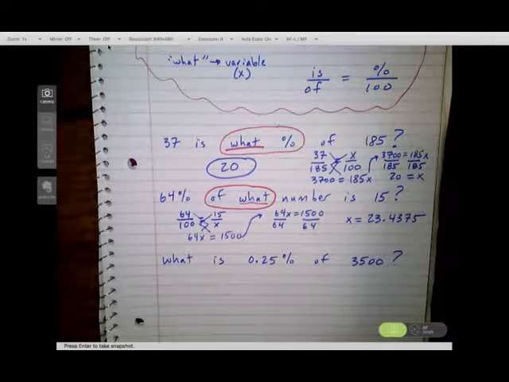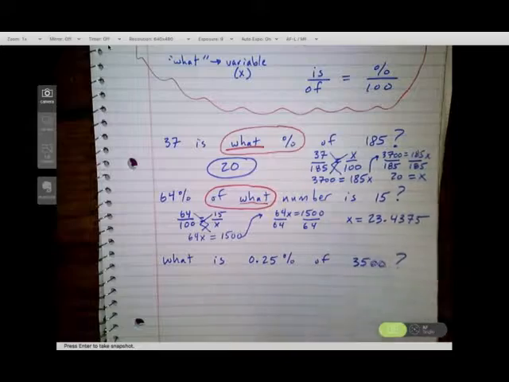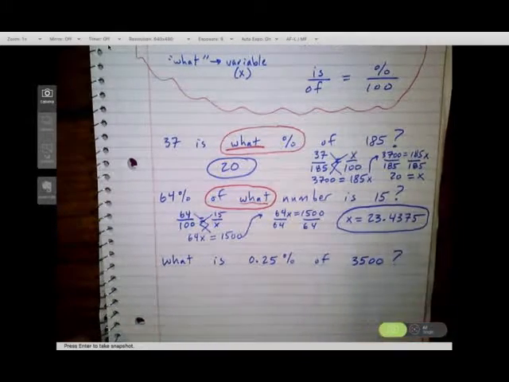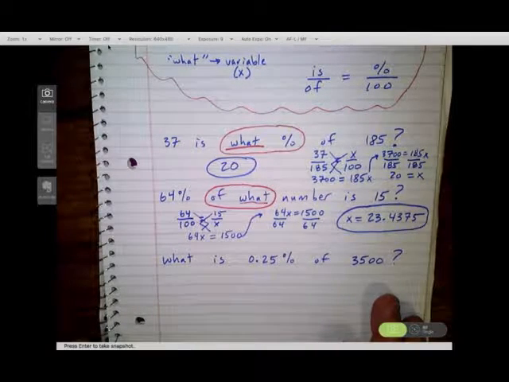All right. So 15 is 64% of 23.4375. All right, so there's the answer. So again, it's just figuring out where the variable goes by looking for the word what and then setting up your equation, cross-multiplying, using your calculator, and solving. Not so bad, I hope.